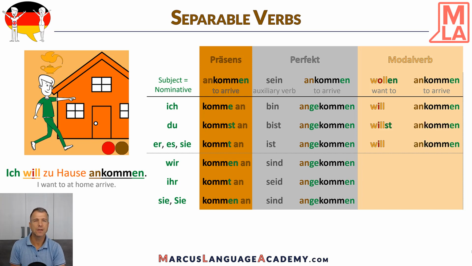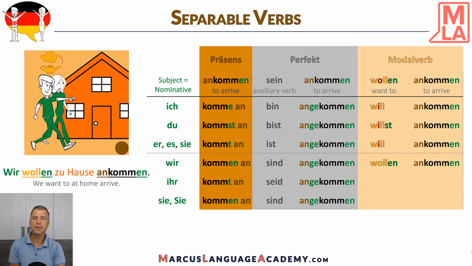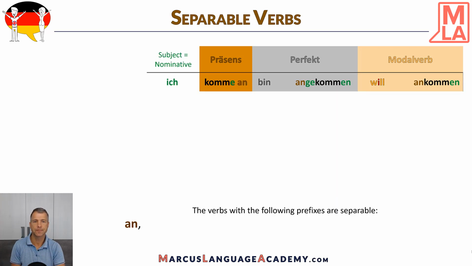Du willst ankommen, er will ankommen. And in plural, wir wollen ankommen. Here it's an o because the modal verb is regular here. And the rest is also ihr wollt ankommen und sie wollen ankommen. You see, when it's an infinitive, the prefix sticks. When we have the participle, the ge of the participle inserts between the prefix and the main verb, and in present tense, yes, it separates. But we have more prefixes that separate from the verb. It's not just an. So let's see some examples.